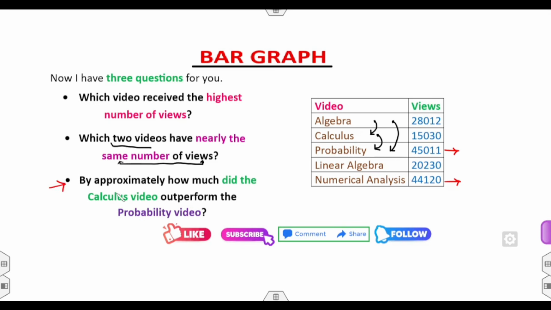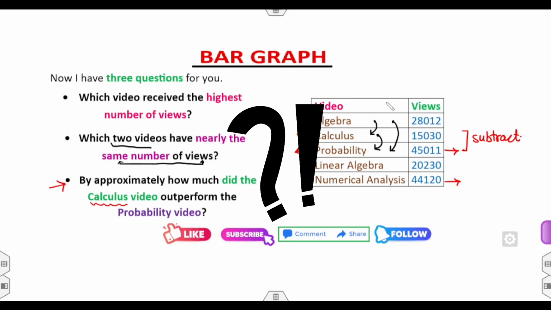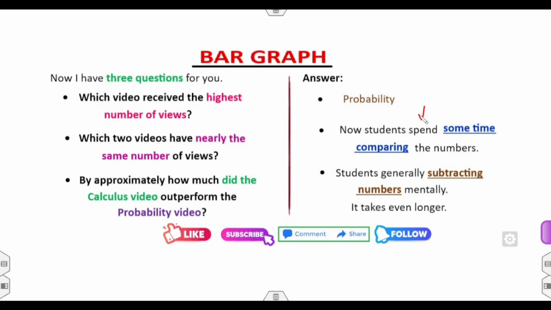And look at the third question. By how much does the calculus video outperform the probability video? So how can you find that? You can subtract the views and get the answer to the problem. This is now very easy because the data is very small. Then you can easily answer all these problems.